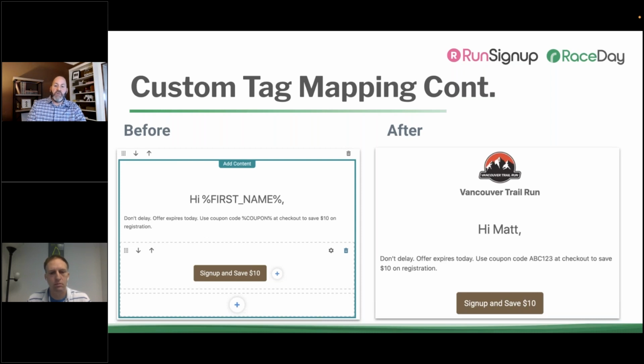The percentage symbols are indicating where that tag is going to be placed. In the center, first underscore name is the actual column header. And then you can see Matt on the right is what data was for that record when they pulled Matt's email down for the Vancouver Trail Run.